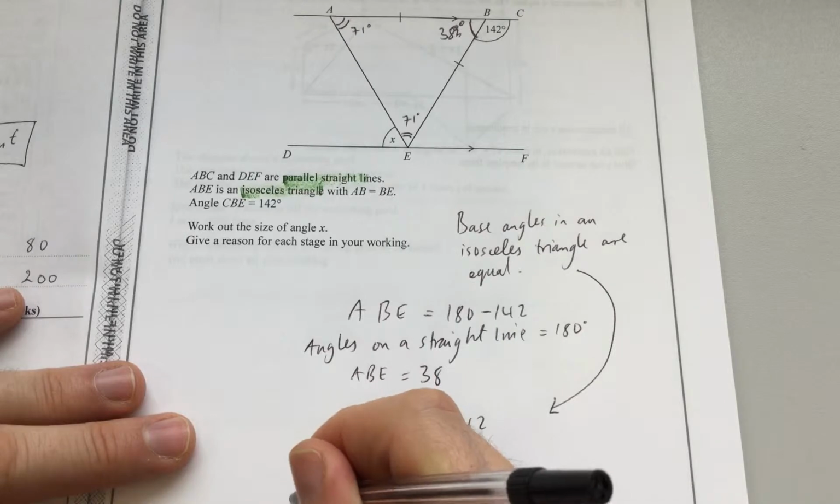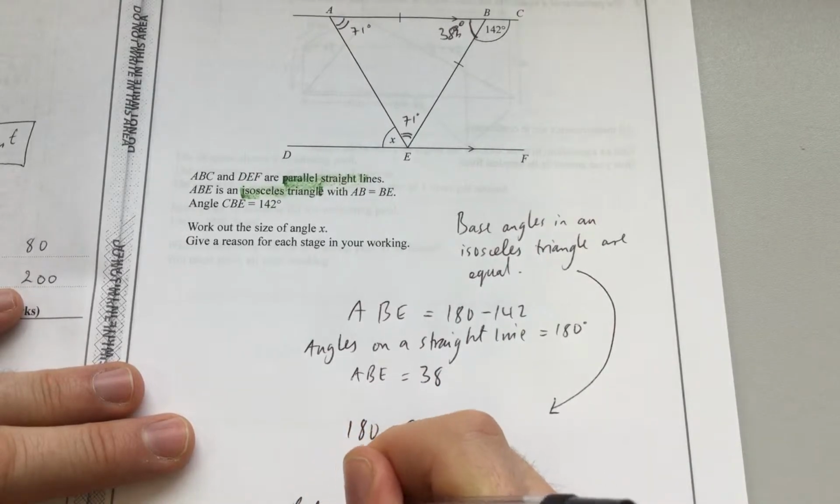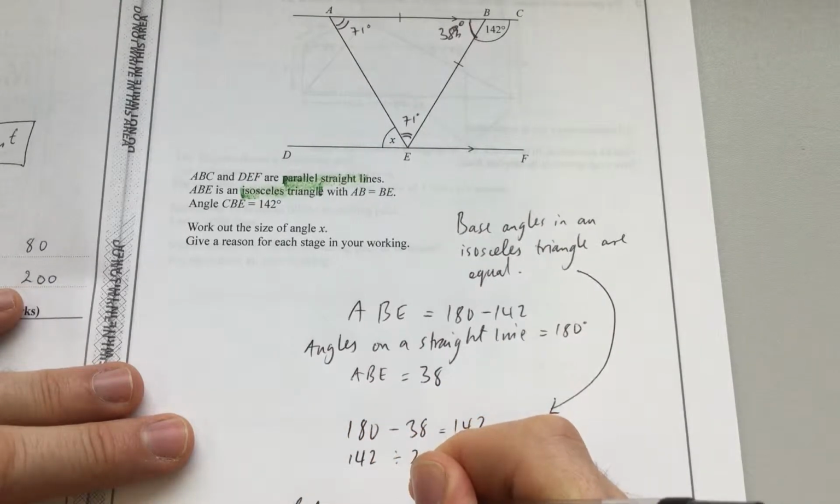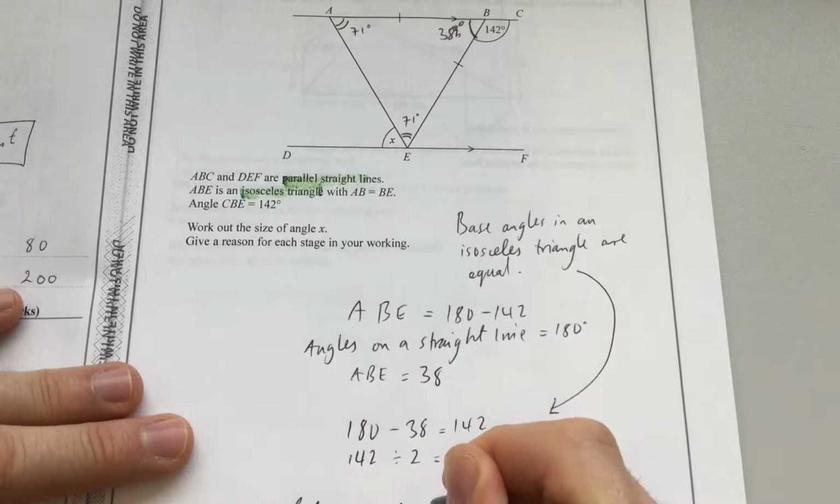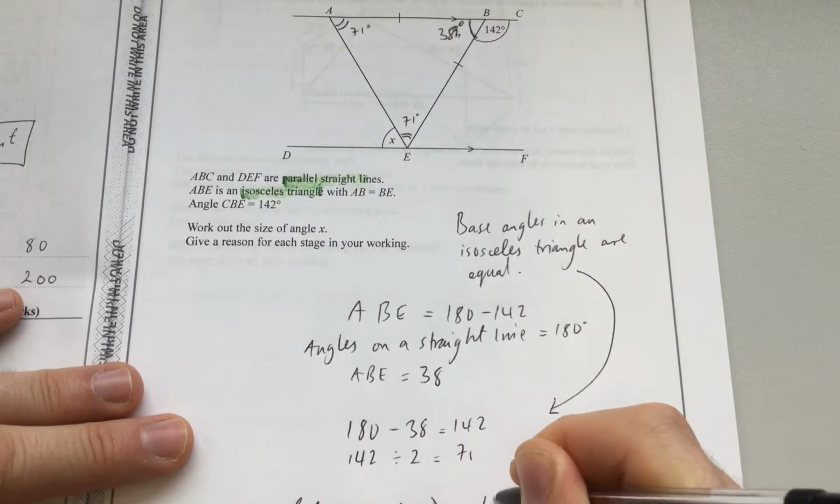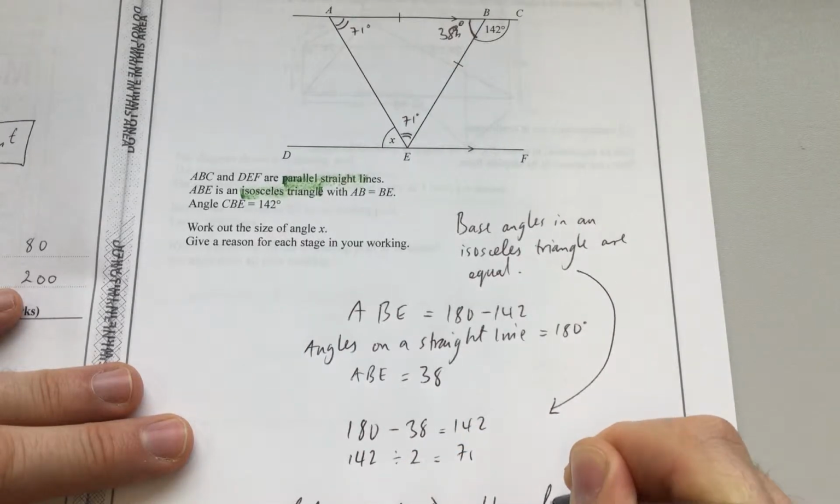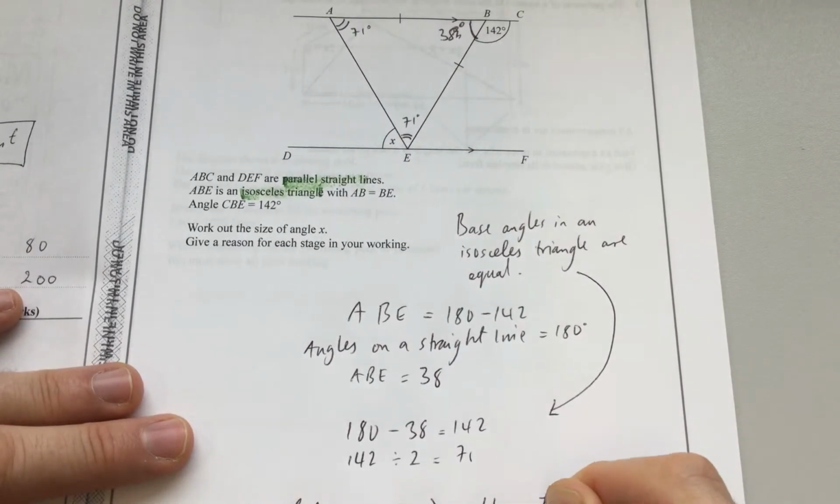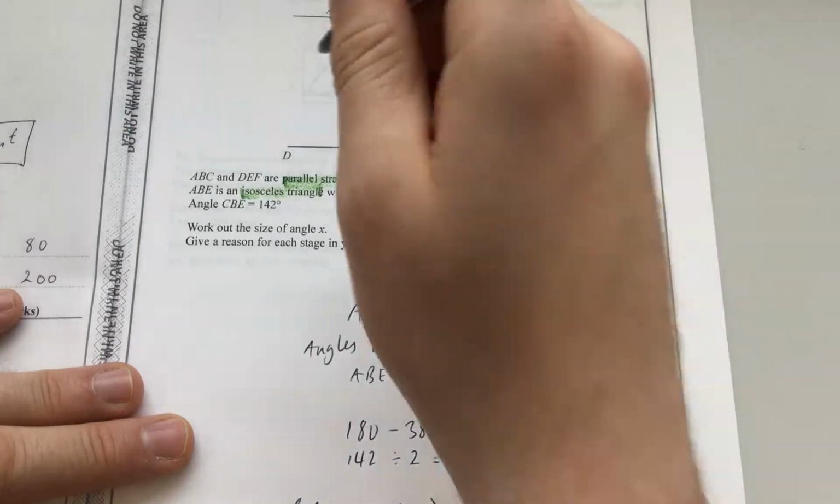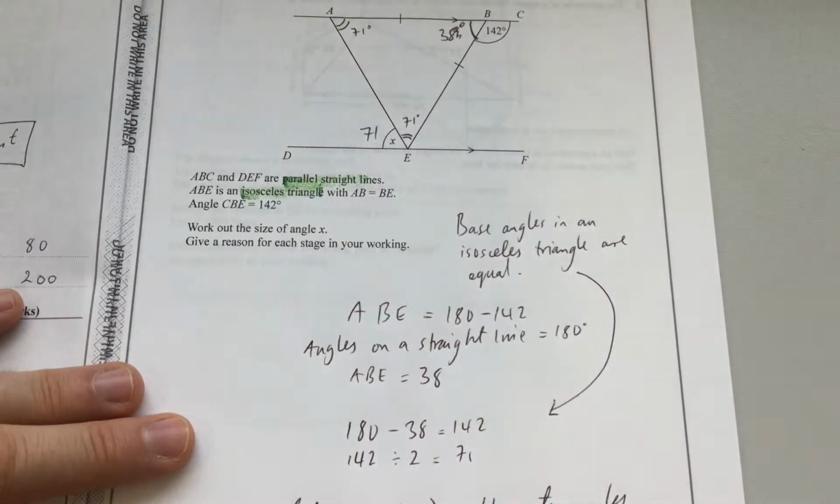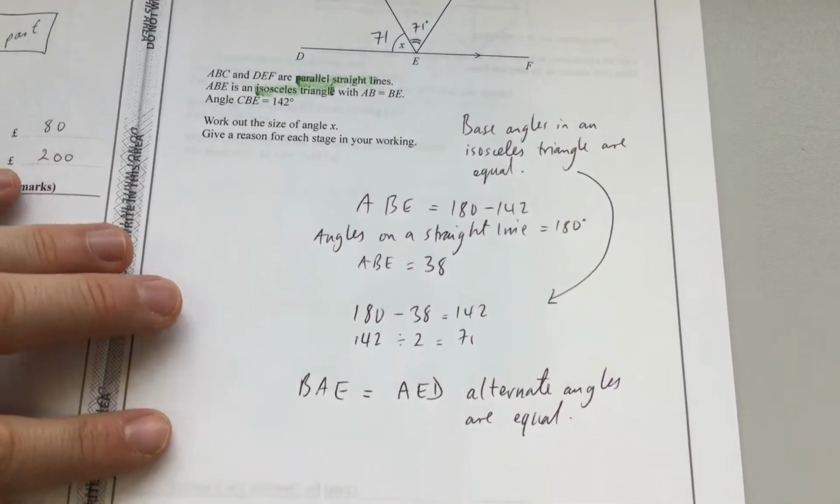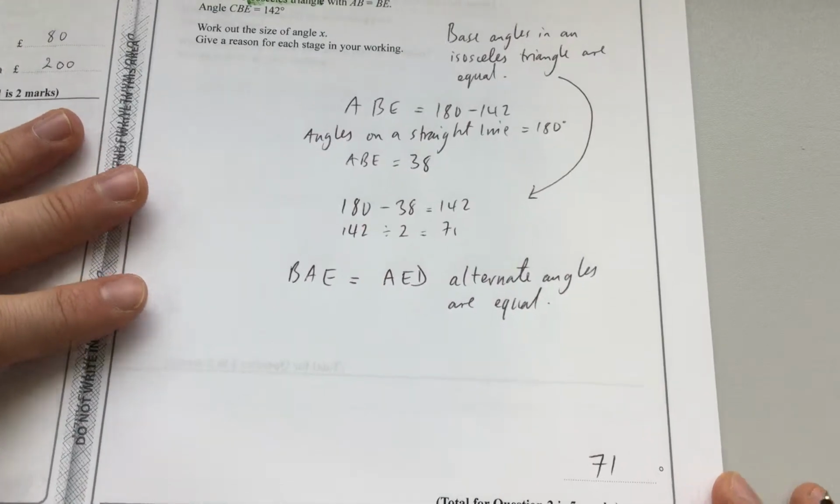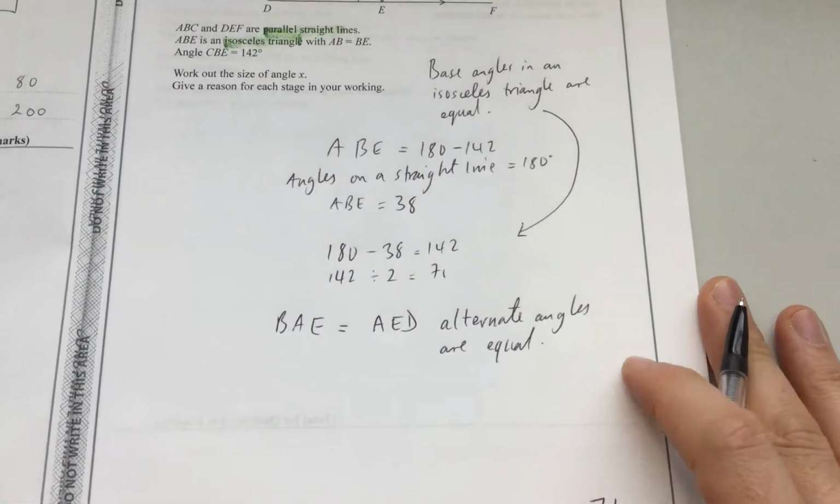So I'm going to write it down. So BAE equals, I'll do AED, it doesn't matter which way around you do it, because alternate angles are equal. So that is going to be 71 degrees. Okay, and I've got everything there. 5 marks, nice and straightforward.